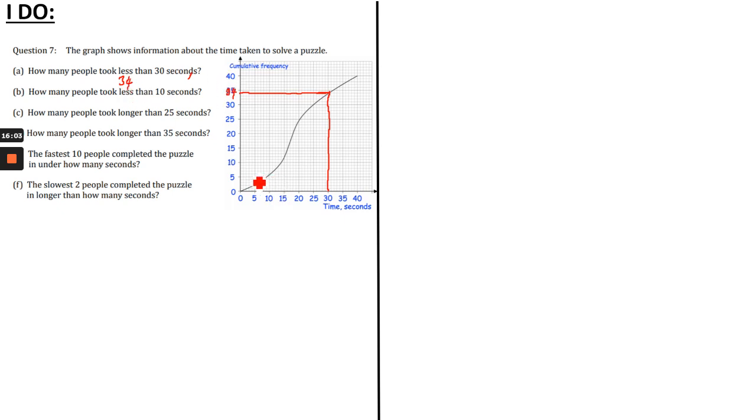For 10 seconds, you would do the same. How many people took longer than 25 seconds? Well, that's going to be drawing it up to the graph, but then it's going to be the extra people on the top.